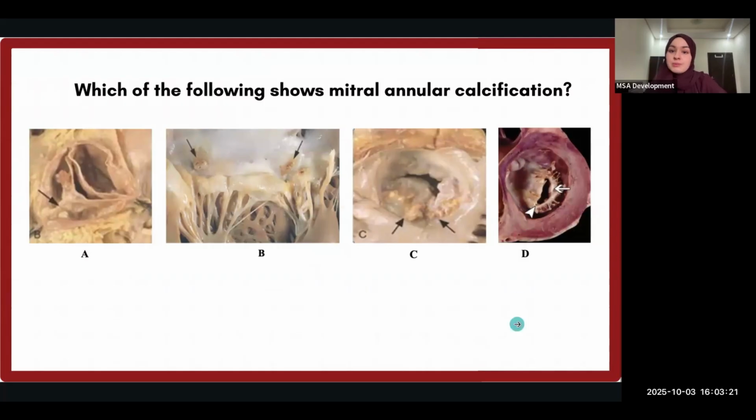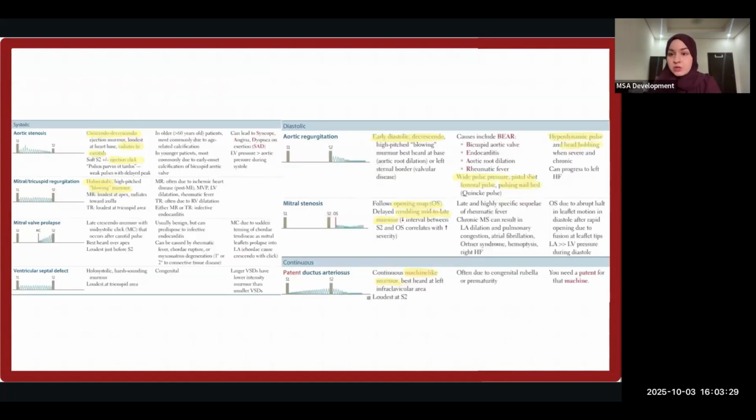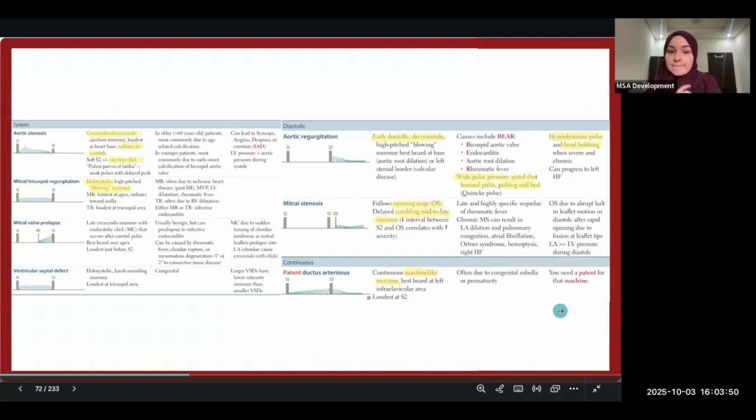Which of the following shows mitral annular calcification? We already discussed this. C. Okay, this is just a summary of all of the causes of murmurs in the heart, systolic and diastolic. I'm not going to go over it, but I really want you guys to master these because they can tell you so much in a question. They can give you the answer immediately just by a process of elimination if you know the keywords in each murmur. So go over this in your own time.